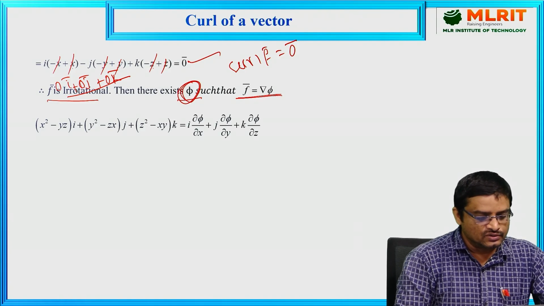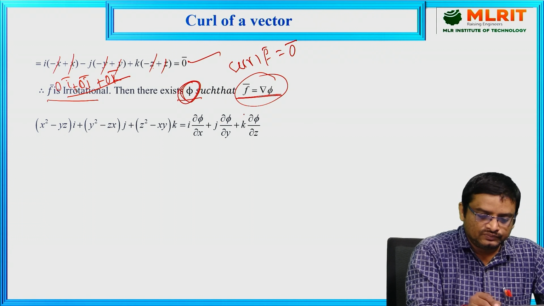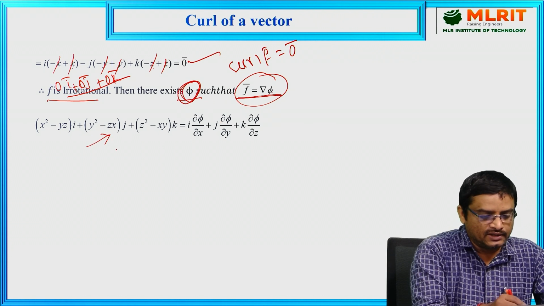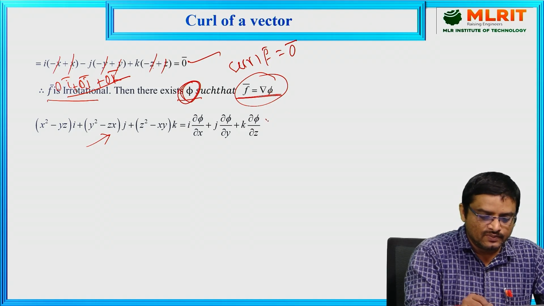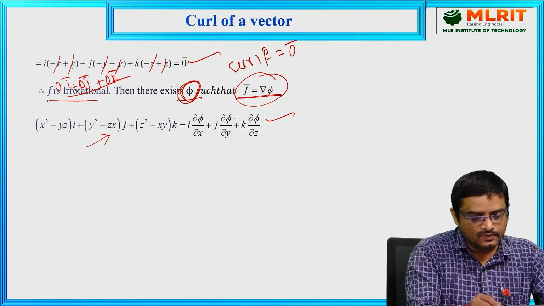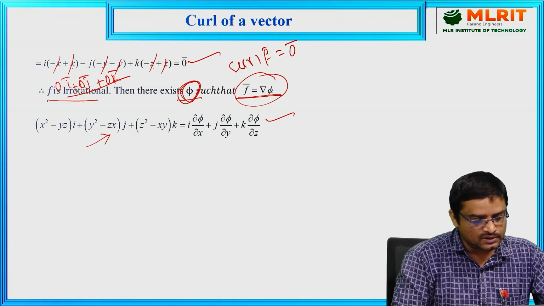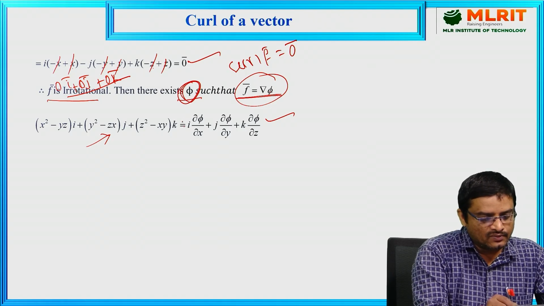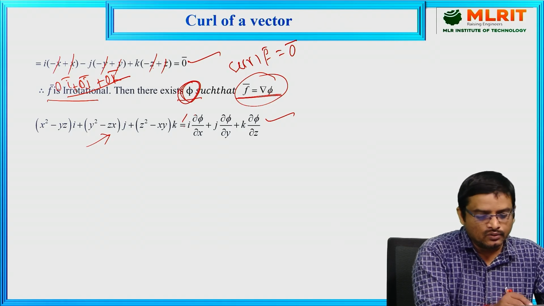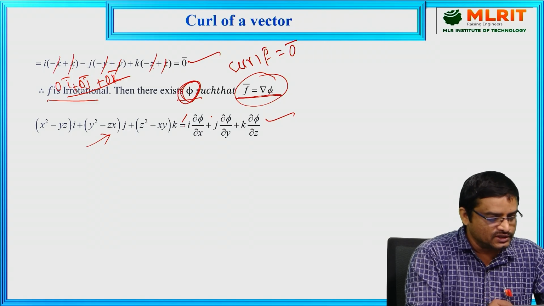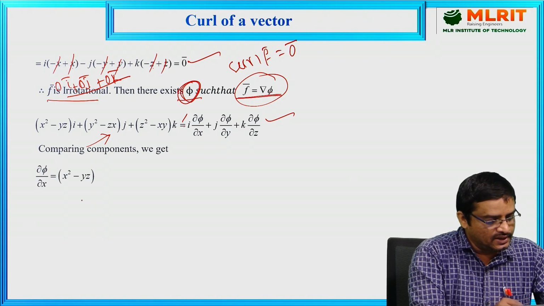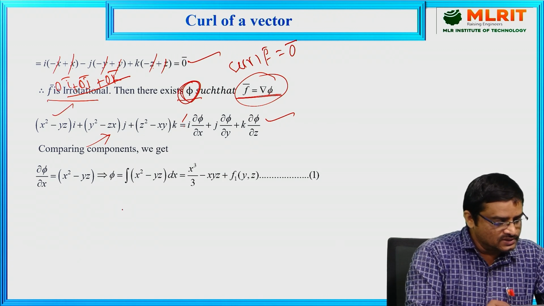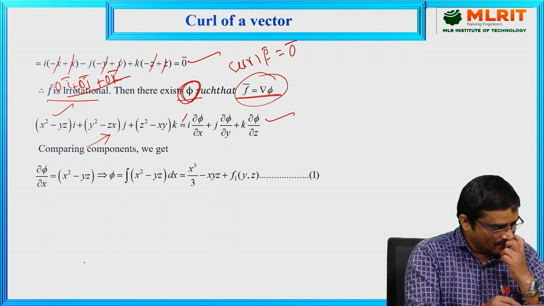Now we'll see how to find this. Use the condition F bar is equal to del pi. Take whatever the value of F bar he has given, and del pi is given by i bar dou pi by dou x plus j bar dou pi by dou y plus k bar dou pi by dou z. Now equate this, since between these two you have the equal symbol. Equate the i bar coefficient, j bar coefficient and k bar coefficient on both sides. By comparing the components, we get dou pi by dou x is equal to the i bar coefficient here, and dou pi by dou y is equal to the j bar coefficient. Like this you compare.